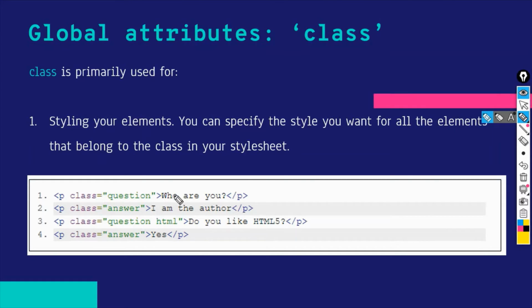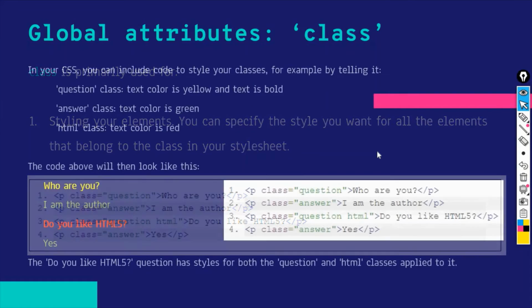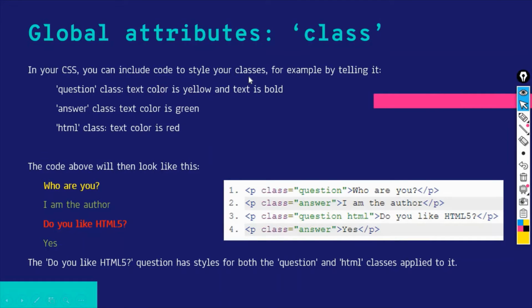In your CSS, you can include code to style your classes. For example, by telling it that the question class has the text color set to yellow and the text is bold. In the answer class, text color is green. In the HTML class, text color is red.